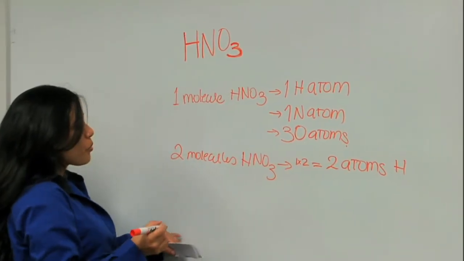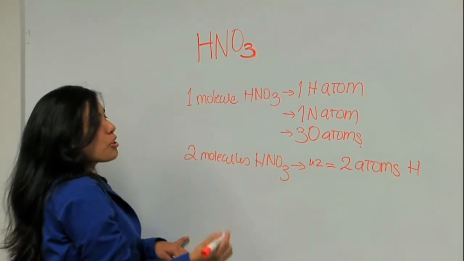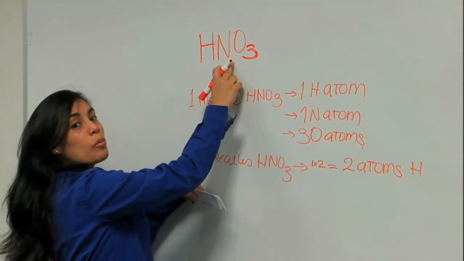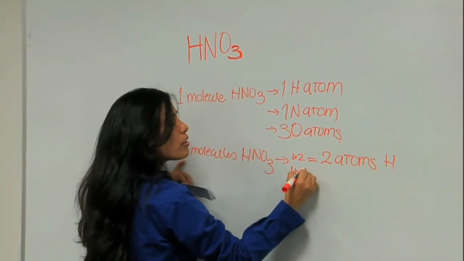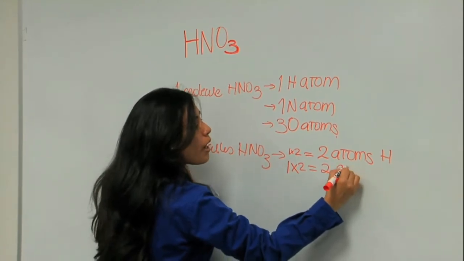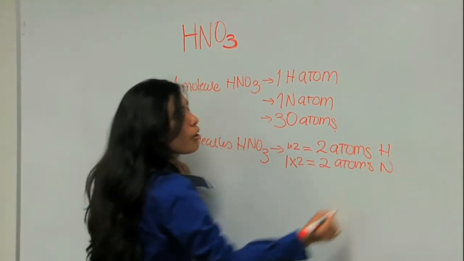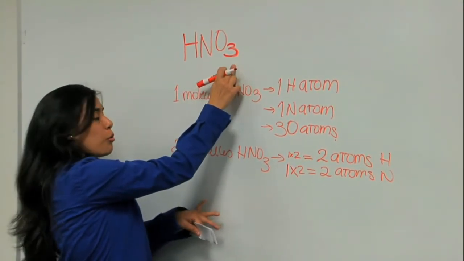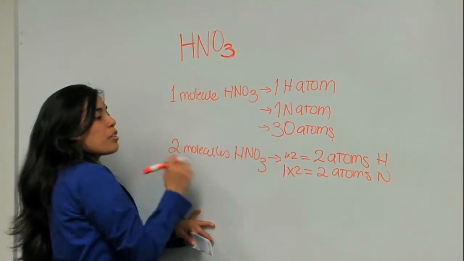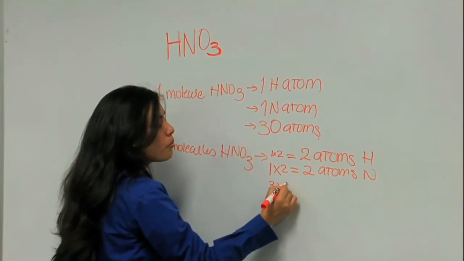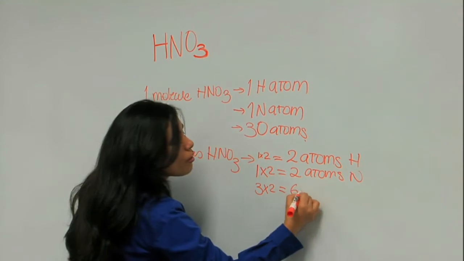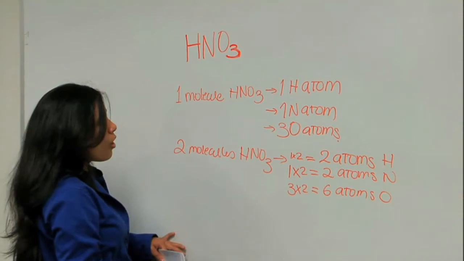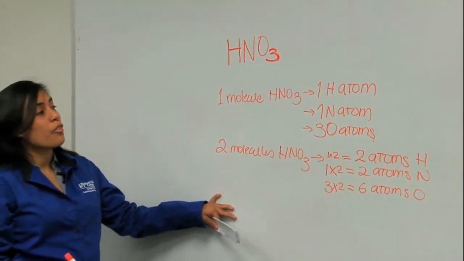of hydrogen. What about nitrogen? Nitrogen has a subscript of 1 that has to get multiplied by 2. 1 times 2 means that I have 2 atoms of nitrogen. What about oxygen? Oxygen is 3. I have to multiply 3 times 2, which is 6. So I have 6 atoms of oxygen. You see the difference here?